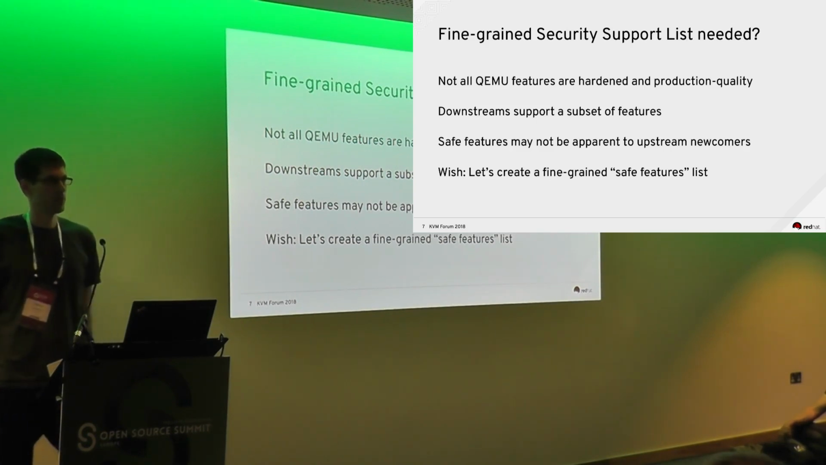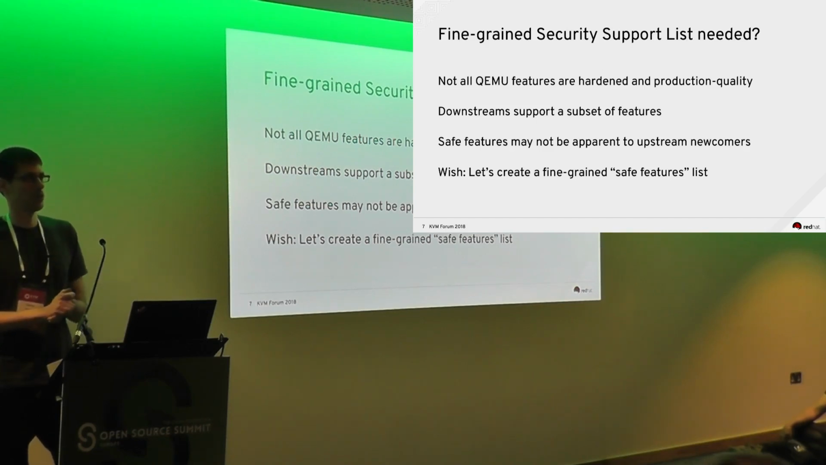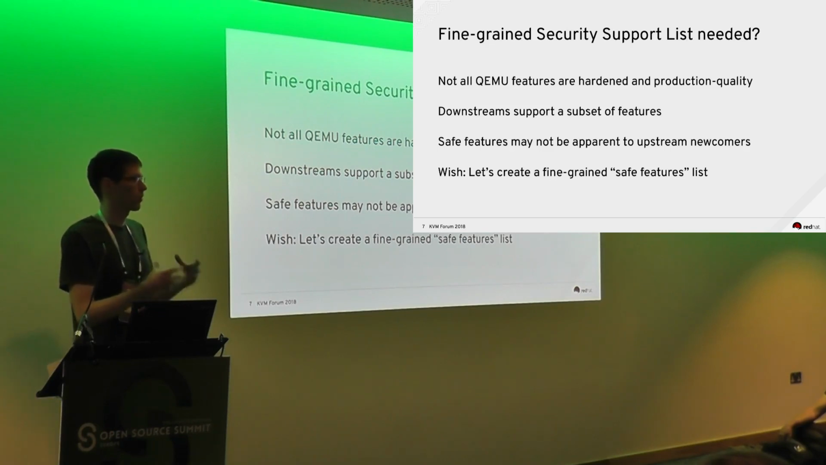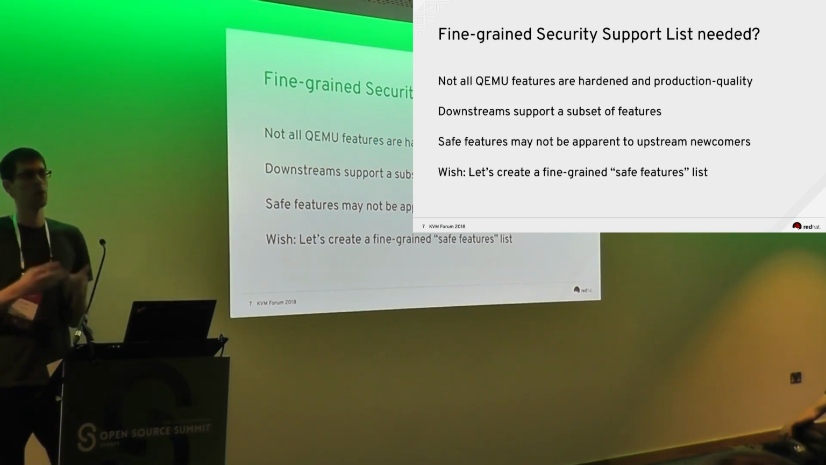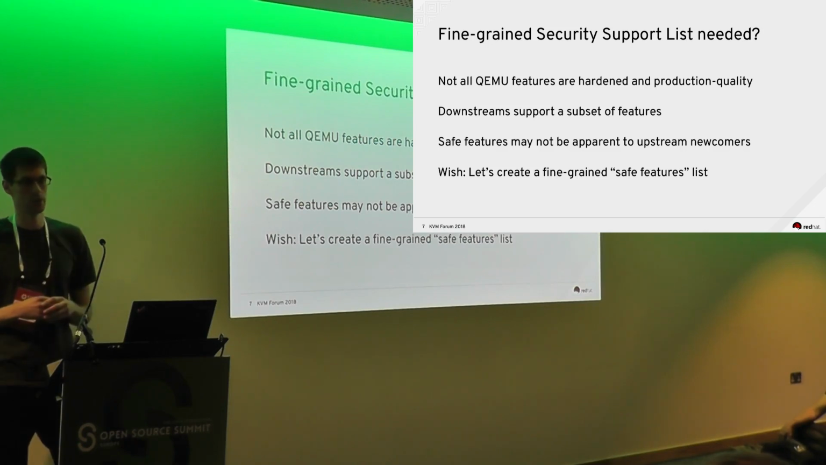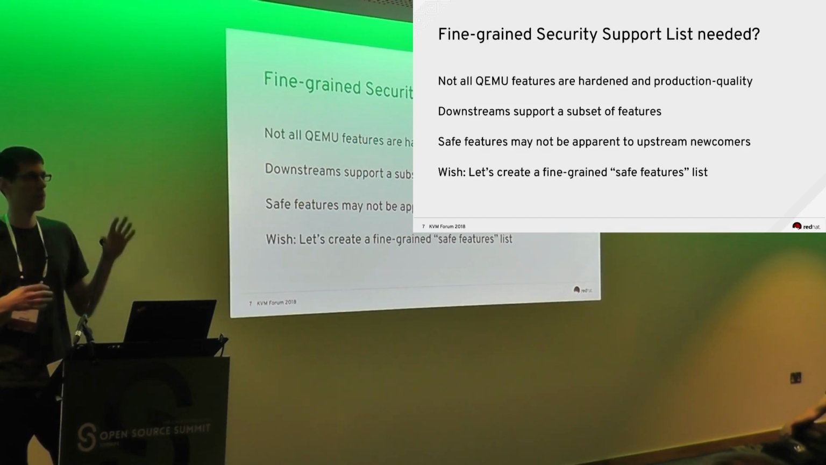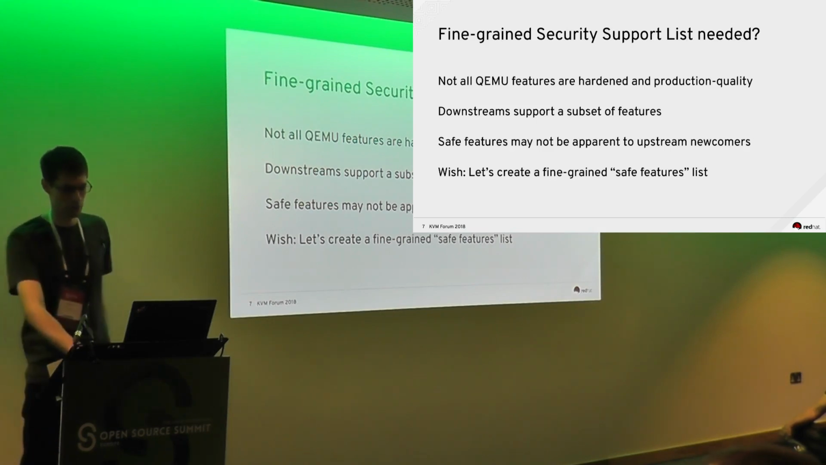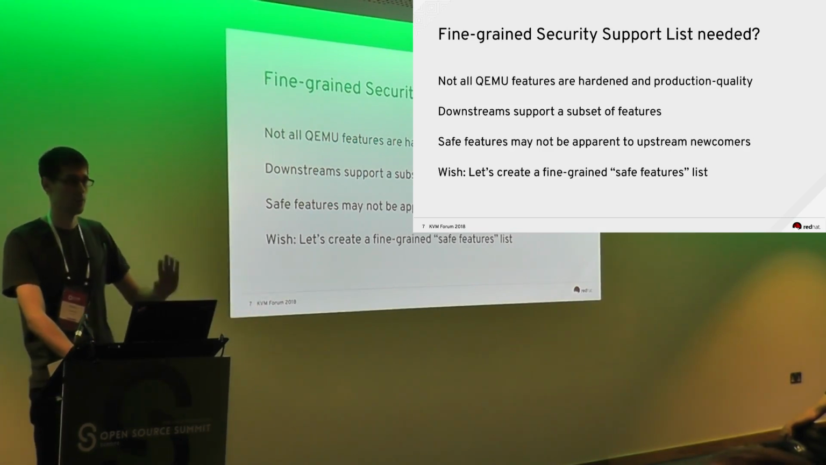Basically, today, it's the package maintainers, Linux distros, or organizations that build QEMU from source and use the binary who decide which features to build in and which features not to configure into QEMU at build time. So I think we need to get this information upstream. It'll make it much easier for newcomers to see, okay, maybe I shouldn't touch this feature because it's experimental. It's not suitable for production.